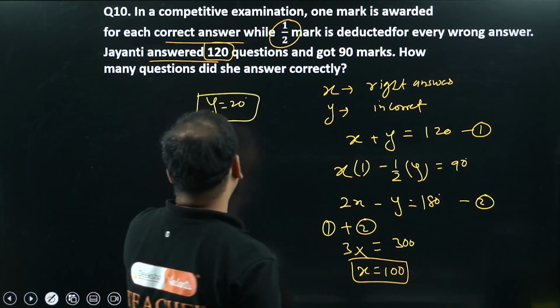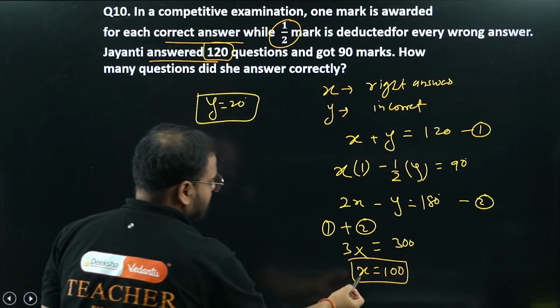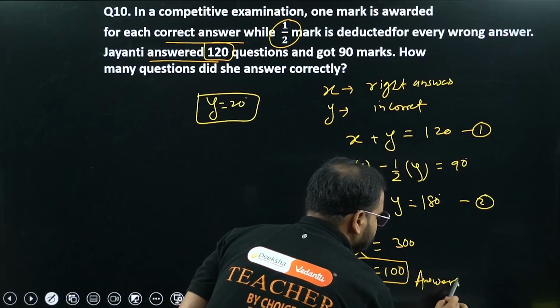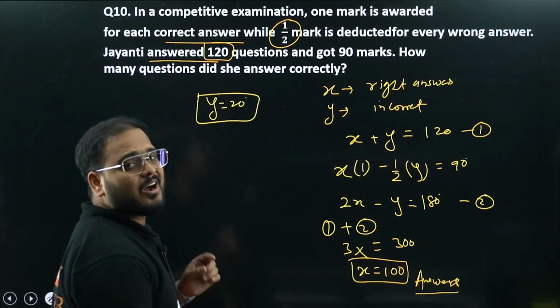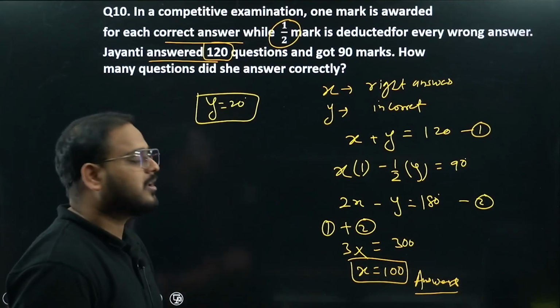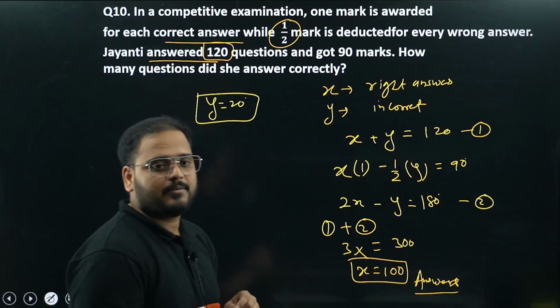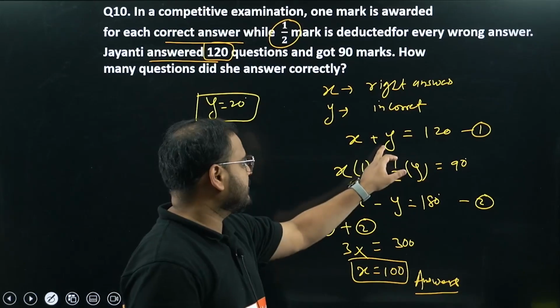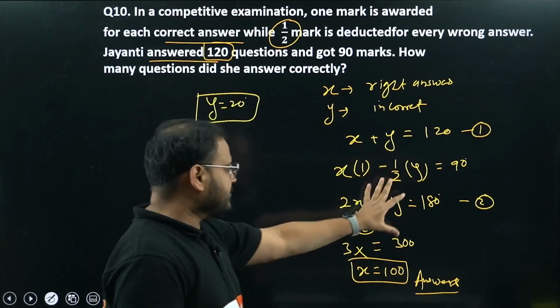So what are they asking? How many questions did C answer correctly? So your answer is this. This is your final answer. C got 100 questions right. C answered 100 questions correctly. I hope you got this answer. Very simple question. Statement wise it is difficult to form. Sometimes I don't know, but it is pretty easy.